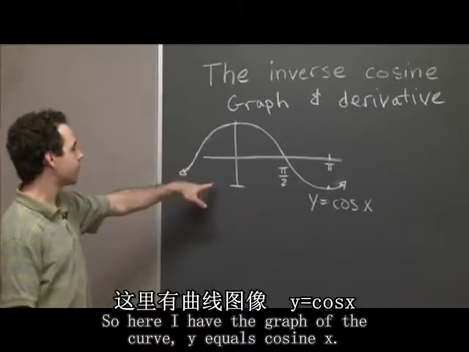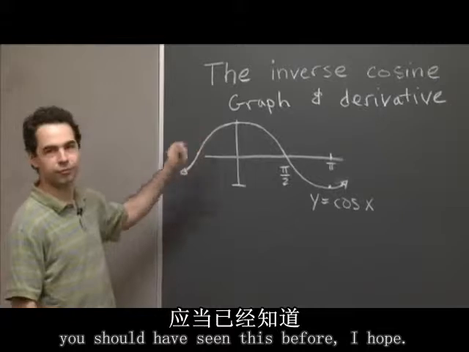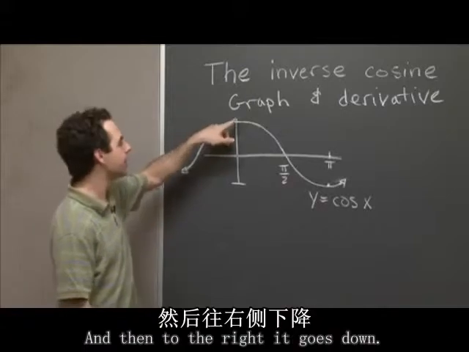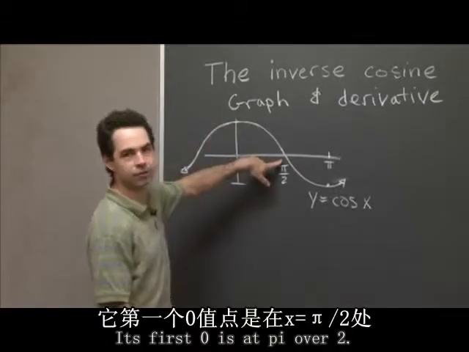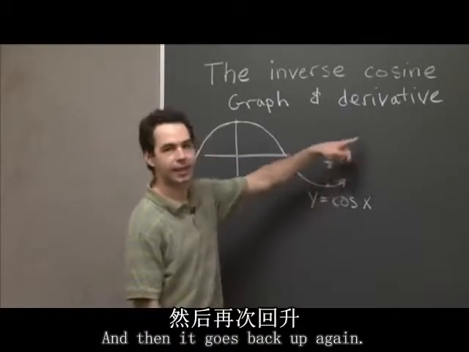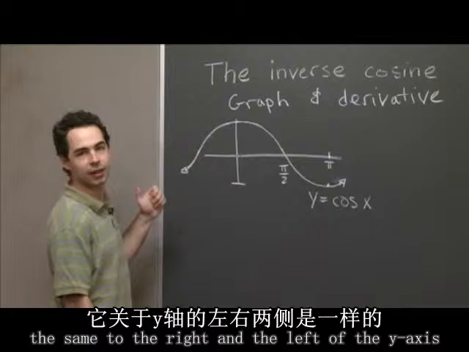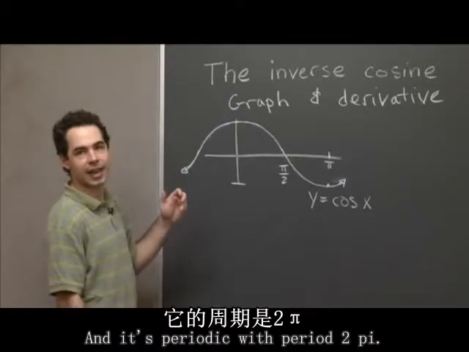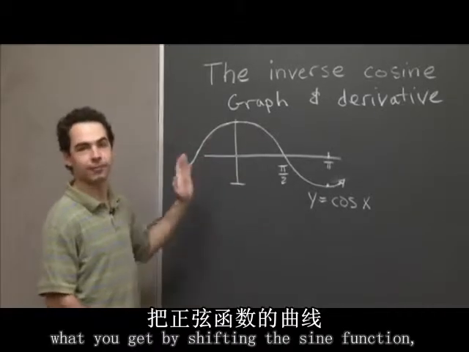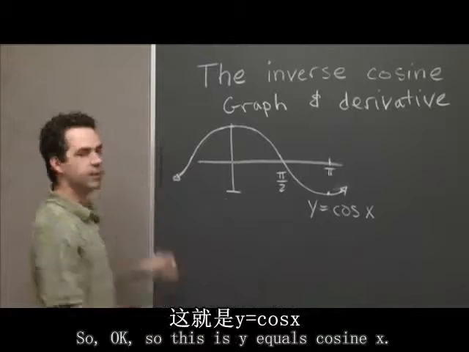So here I have the graph of the curve y equals cosine x. You should have seen this before, I hope. At x equals 0, it has its maximum value 1, and then to the right it goes down. Its first 0 is at pi over 2, and then it has its trough at x equals pi, and then it goes back up again. It's an even function. It looks the same to the right and the left of the y-axis. It's periodic with period 2 pi, and it's also what you get by shifting the graph of the sine function to the left by pi over 2. So okay, this is y equals cosine x.